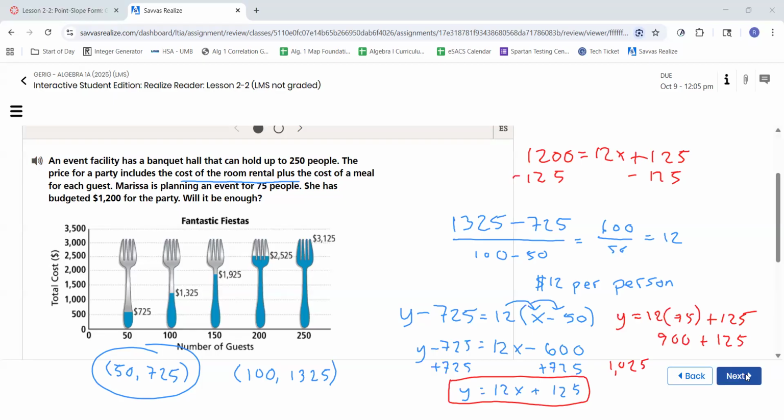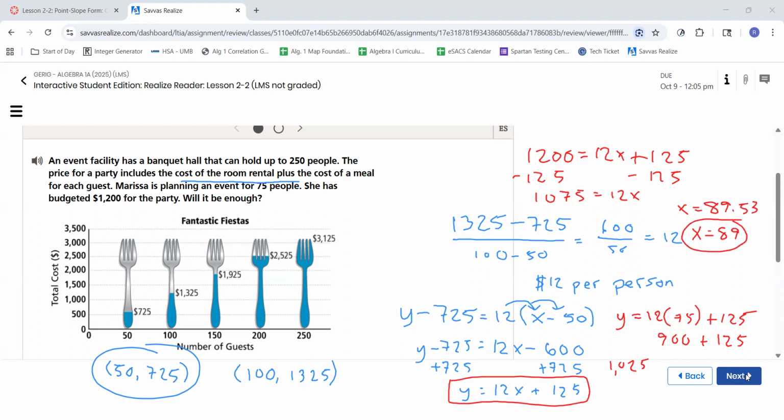So 1,200 minus 125 is 1,075. So I have $1,075 to spend on the meals, which is $12 per meal. So divide by 12. I can invite up to 89.58 people. Well, I can't invite a partial person. So the most I could invite would be 89 people. Can't go above that. So 89 people would be the max I could invite.